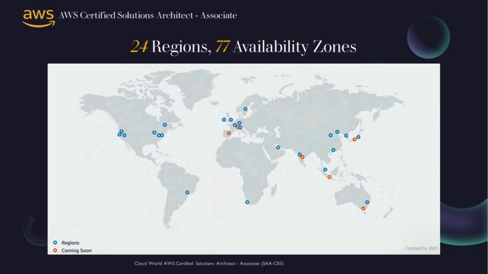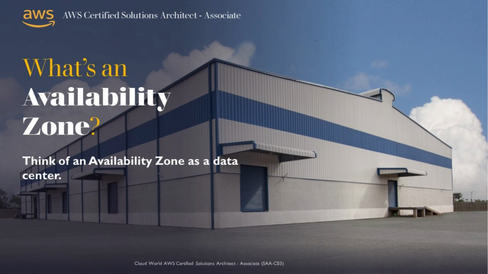So what is a region? Let's start with that because it's probably the simplest. A region is simply a location. So it could be London, it could be Cape Town, it could be Sydney, it could be Northern Virginia, etc. It's a physical location. So you might then be wondering, well, what's an availability zone? Well, think of an availability zone as a data center.